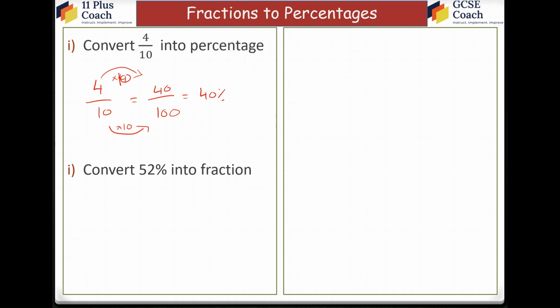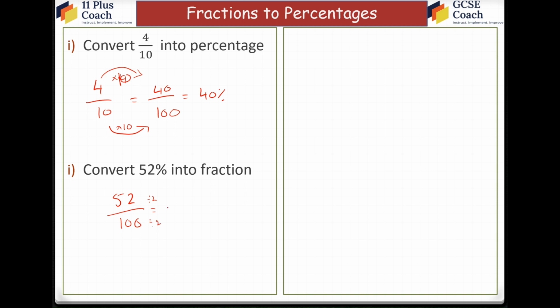So the next question is 52% into a fraction. So remember, percentage means out of 100, so you simply put the 52 over 100, and you simplify where possible. So in this case, we can simplify this. They're both even numbers, so we can make it simpler. When you're simplifying fractions, you still find an equivalent fraction, but in lower terms. So in this case, 52 is an even number, 100 is an even number. I can divide them both by 2.